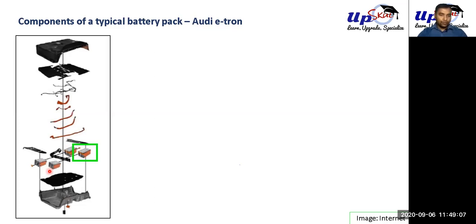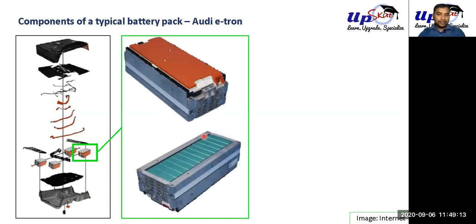Right, so let us look at this particular module. How does it look? As you see, this is the module. From top it looks like this, from bottom it looks like this. There are 1, 2, 3, 4, 5, 6, maybe 8, 9, or 10 cells. So these are all individual cells. Let's take a look at one cell.